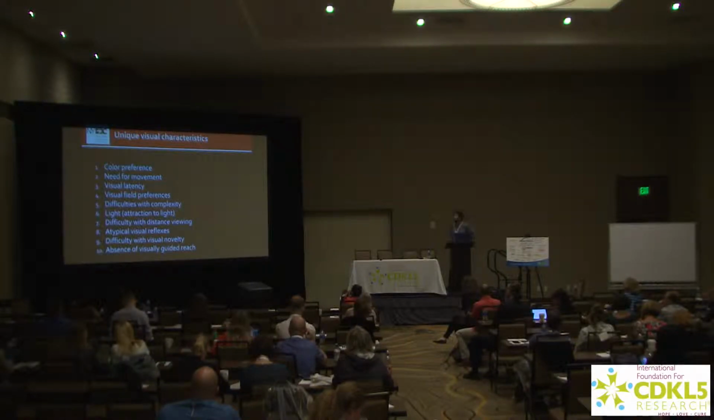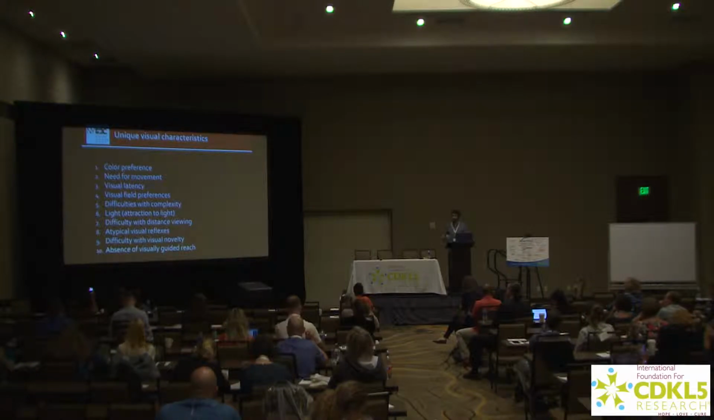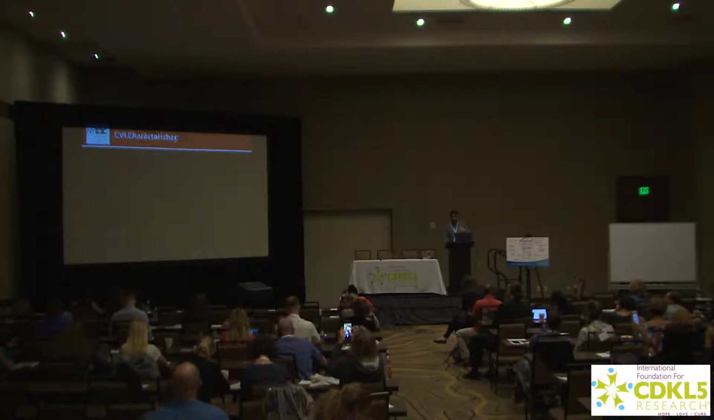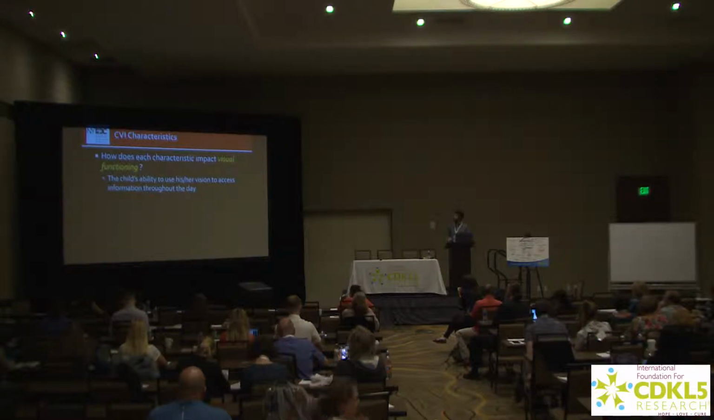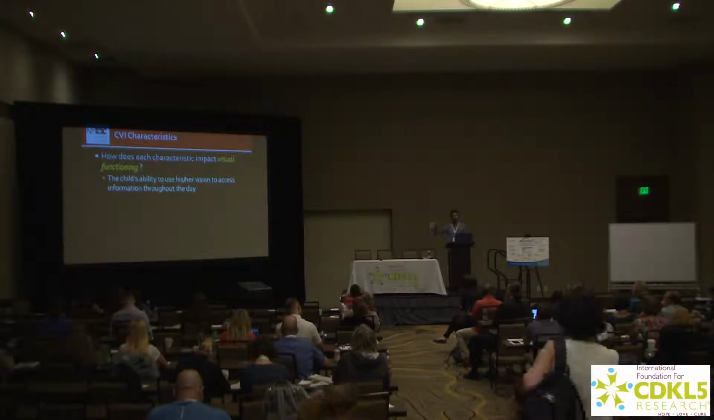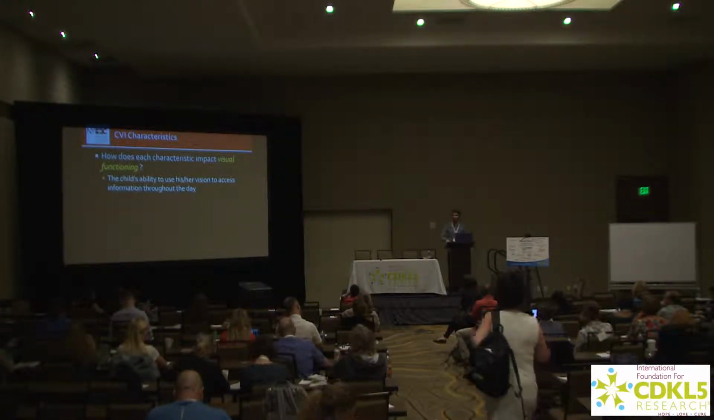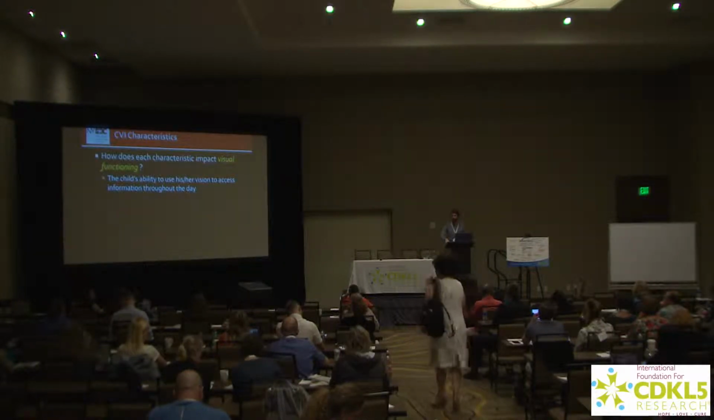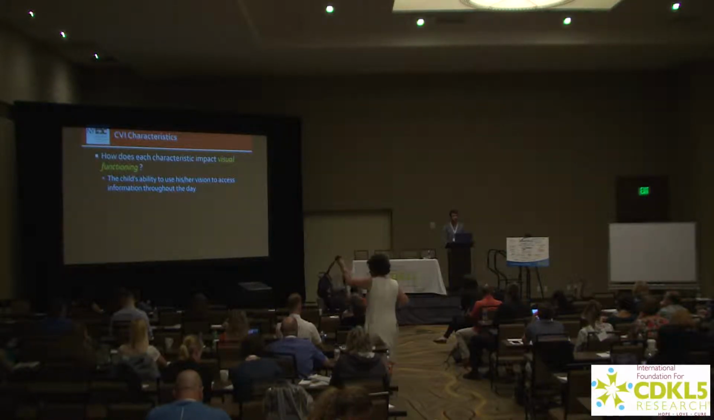So there are 10 characteristics of CVI. We're really going to spend the rest of the time shuttling through these, and we'll get through as much as I can. We're going to go through each of these one at a time, and as we do, we'll talk about how each characteristic impacts the child's visual functioning. That's what you're thinking about. When you think about this characteristic as it applies to your child, how does it impact your child's ability to use his or her vision throughout the day to access information?